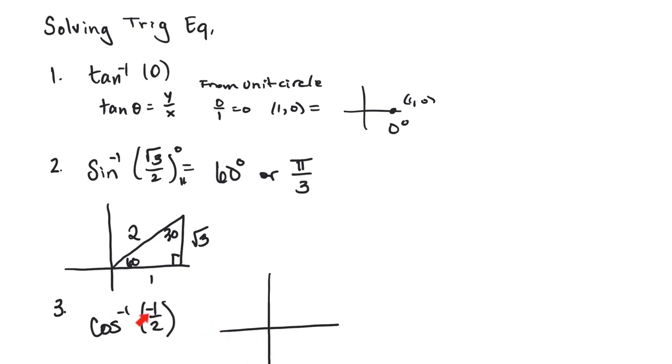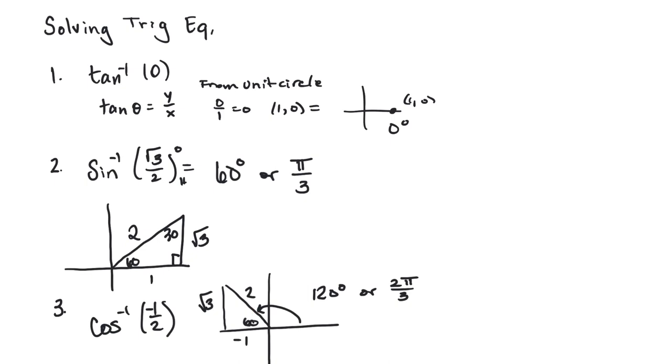But I could also take the approach of using the triangle method, right? So if you don't have the unit circle memorized, you could do it this way. I could go in and place my x over my hypotenuse, or my adjacent over my hypotenuse, like this. And I could figure out that that makes this a 60-degree angle. However, I have a 120-degree angle here, right?